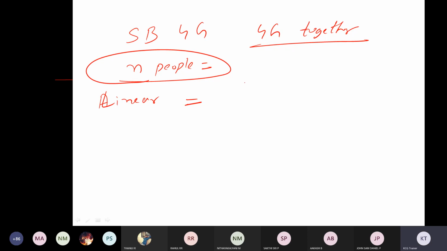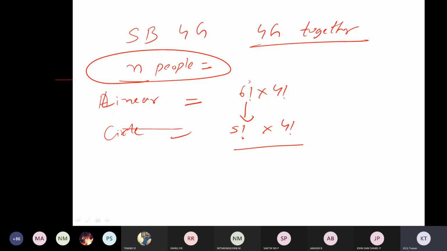Same question. 5 boys, 4 girls. How the 4 girls will be together in a linear arrangement? 9 minus 4 plus 1 factorial into 4 factorial. This is the answer, 6 factorial into 4 factorial. Correct? For circle, this becomes 5 factorial and this will remain same. That's all. Is it clear?